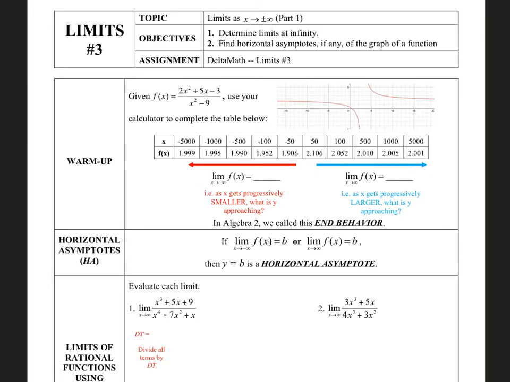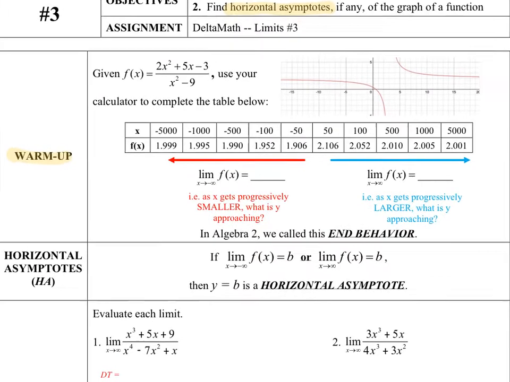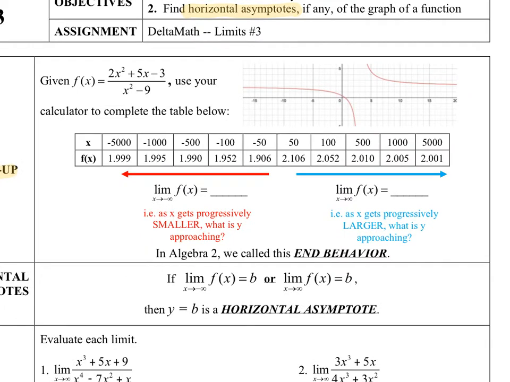This lesson is going to be about limits as x is approaching infinity or negative infinity, and how that ties into being a horizontal asymptote. In our warm-up question right here, we've got a function f of x, we have its graph right here, and we have a table of values as well.